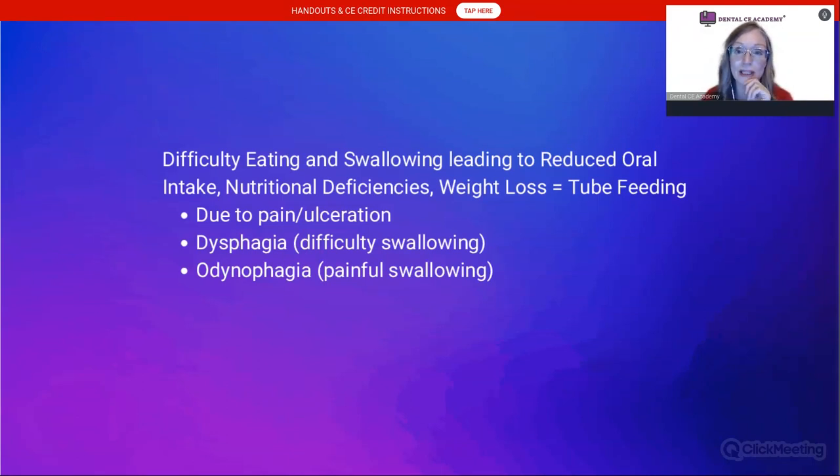Difficulty eating and swallowing leads to reduced oral intake, nutritional deficiencies, weight loss, all equal to enteral feeding, tube feeding, due to pain, ulceration, dysphagia, and odynophagia, painful swallowing.